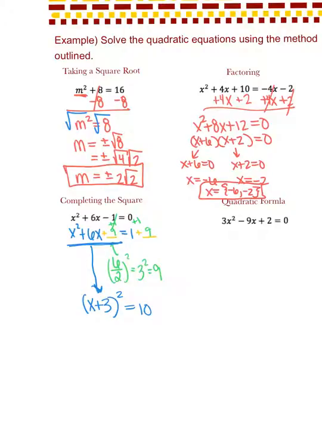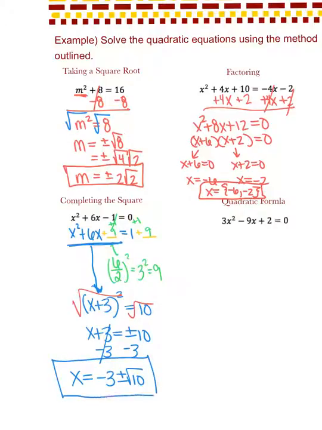Now I have a quantity being squared, and I'm jumping to this taking the square root method. So I will take the square root of both sides. I'm left with x plus 3 equals plus or minus the square root of 10. And now subtract the 3. So I have two solutions. x equals negative 3 plus or minus the square root of 10. And the square root of 10 does not have any perfect squares in it. If you have a calculator, you can definitely get the decimal approximation of this.